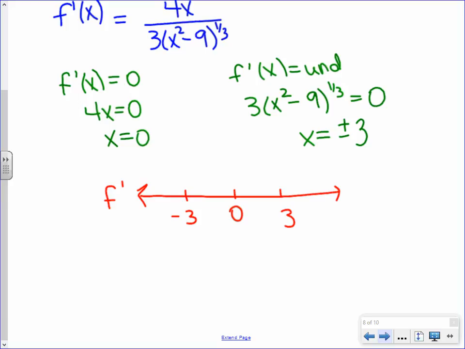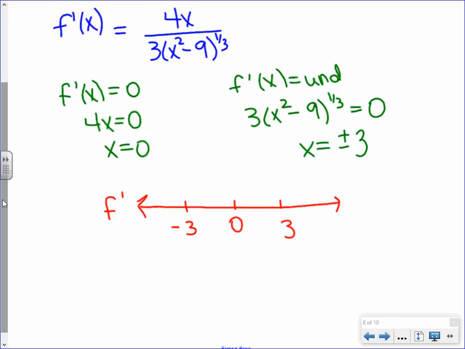So, how about this? We'll do it together. What is a good number to plug in between negative infinity and negative 3? Negative 4 sounds great. If we plug in negative 4, that's going to make our numerator negative. What about our denominator? Positive. So we have a negative divided by a positive. That interval is negative.